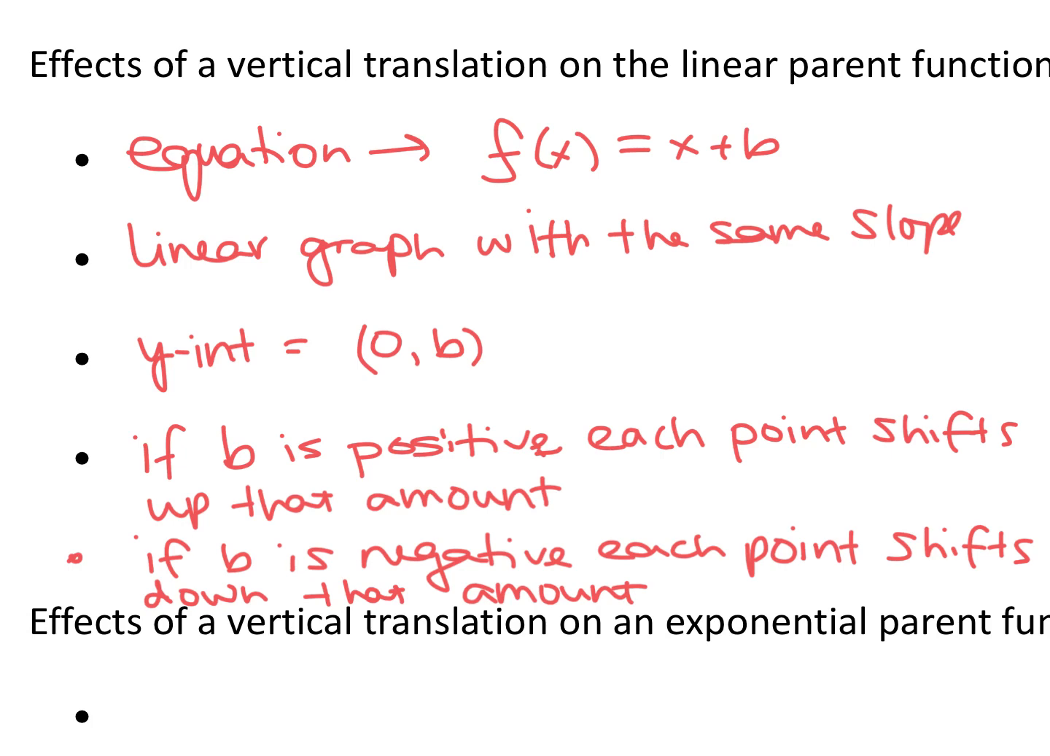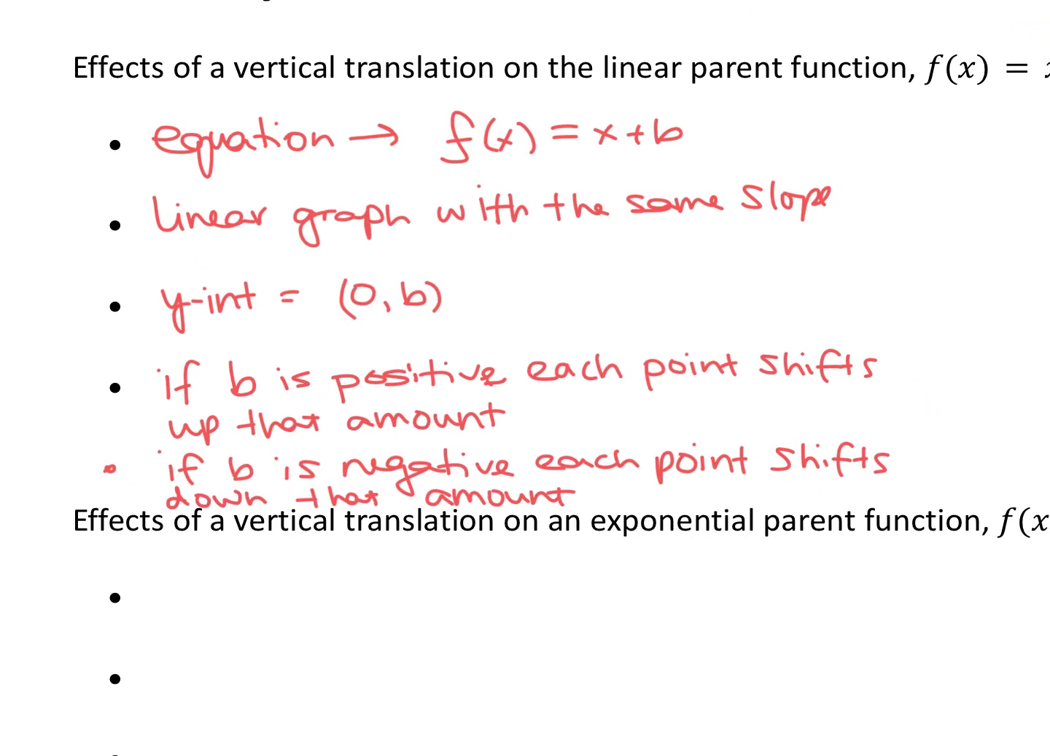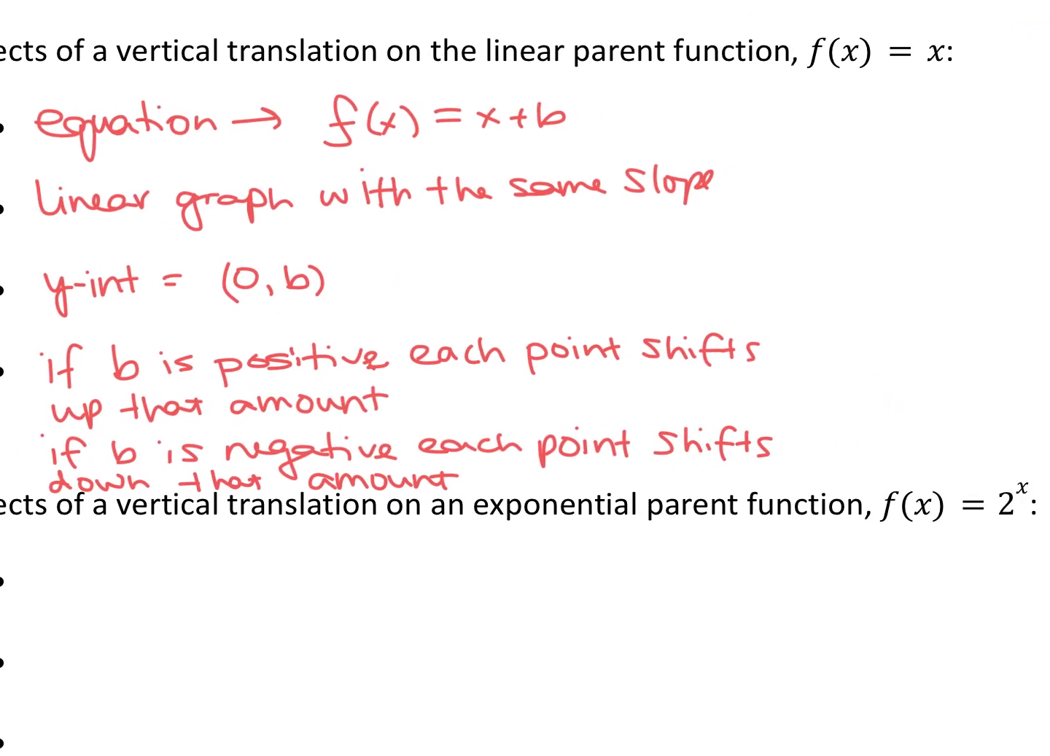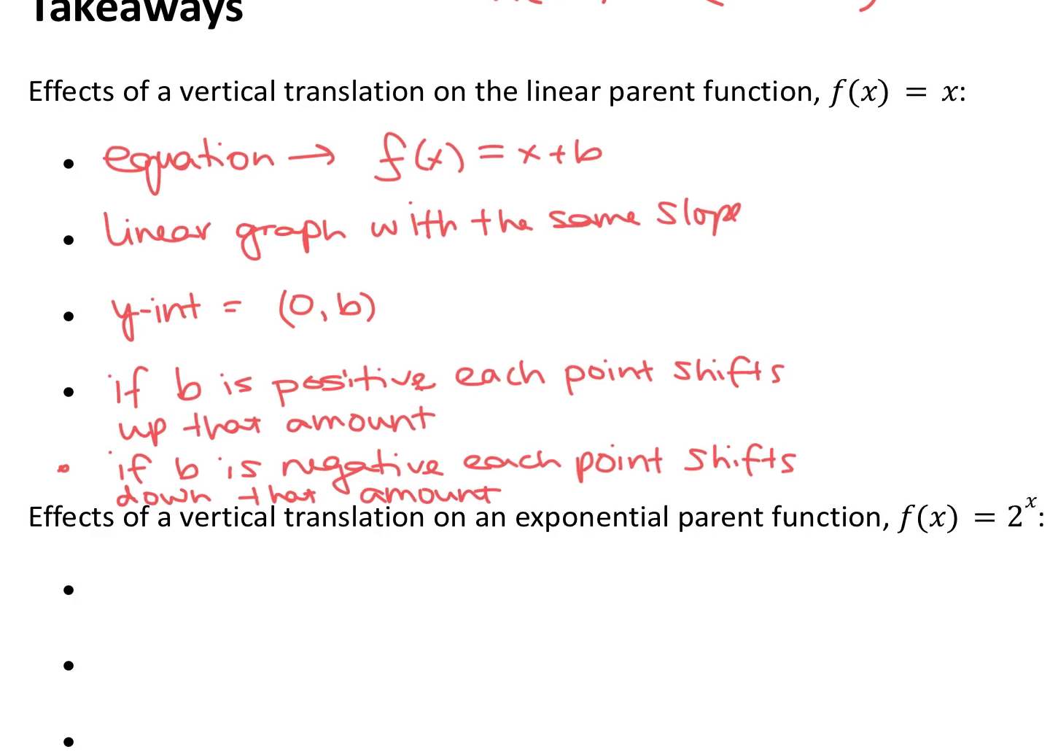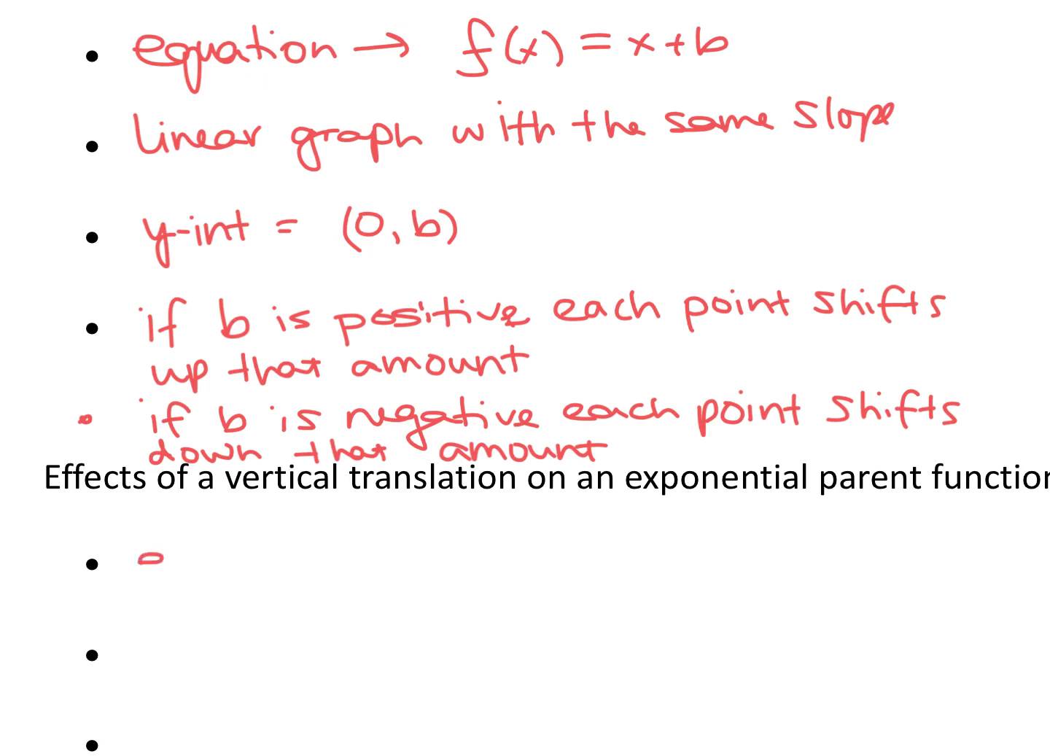The next part of the takeaways is the effects of a vertical translation on an exponential parent function, like f of x equals 2 to the x power. So for an equation, this is what it would end up looking like. So equation would be 2 to the x power, and then you just add the vertical shift at the end. So the graph will have the same shape with the same difference between matching points, so like with the same pattern.